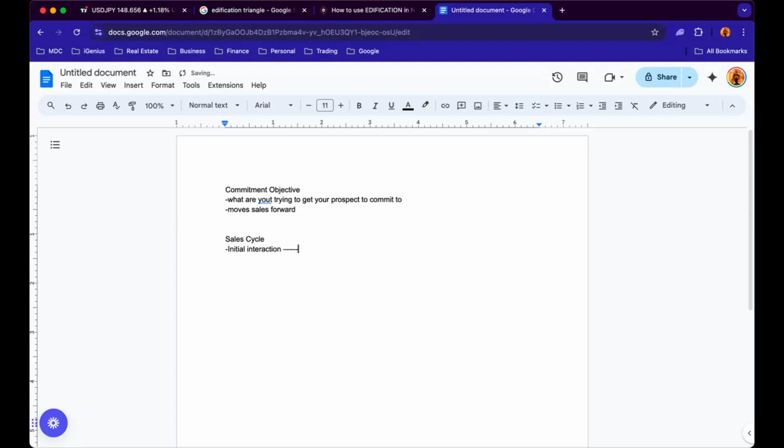So from your initial interaction, you want to get them to commit to, what do you guys think? Do you want to get them to commit to a presentation? Oftentimes, no. If you're just meeting them for the first time, you want to get them to commit to hopping on a discovery call, having a discovery meeting.